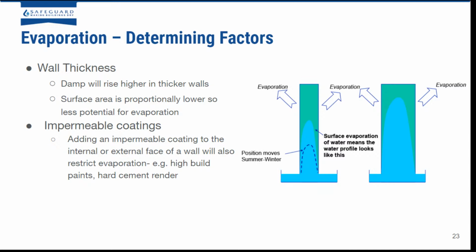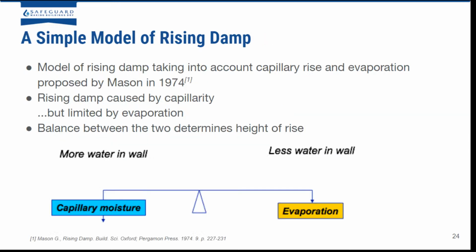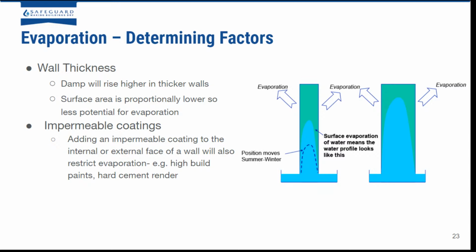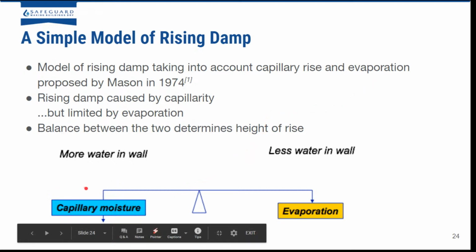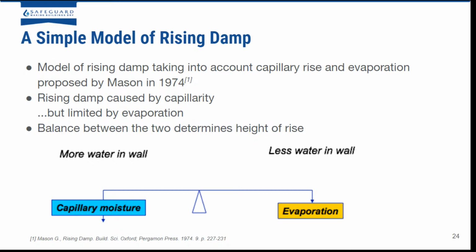Okay, so one of the things I'll talk about that really affects rising damp is the concept of evaporation. Something that can affect it is wall thickness. The thicker the wall, the less surface area there is for evaporation. And also adding impermeable coatings reduces the evaporation, which can increase the height of rising damp. So a really simple way of thinking of rising damp is this balance between the capillary moisture available in the ground rising up and the amount of evaporation available. The more evaporation you have, the less water you'll have in the wall, and the less evaporation you have, the more water you're going to get in your wall.